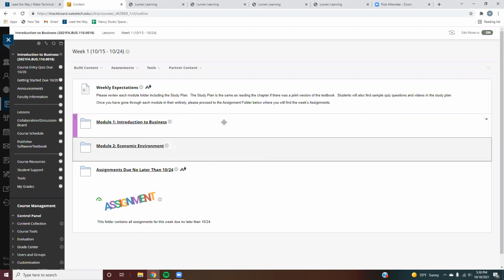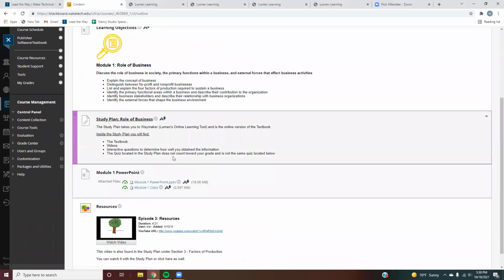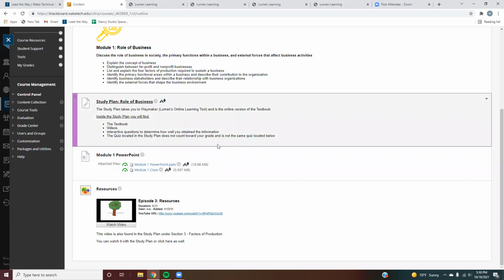The expectation is that you come in here, you click on module one, and then you're going to go through everything that's listed here. The learning objectives, the study plan, and the videos. Now the PowerPoints are optional. You do not need to go through those if you don't want to.